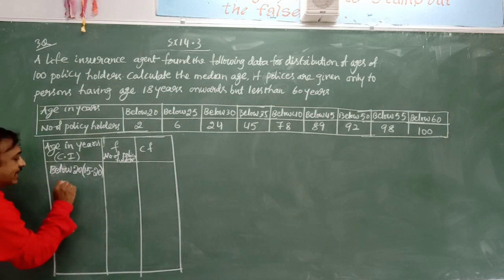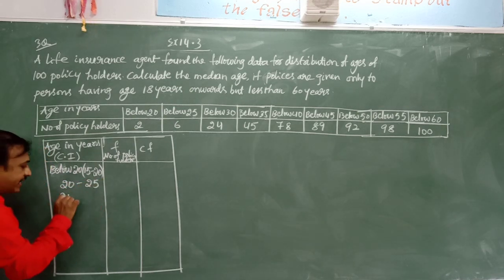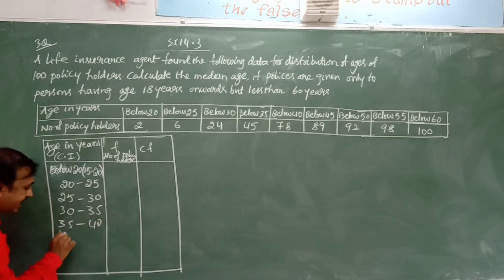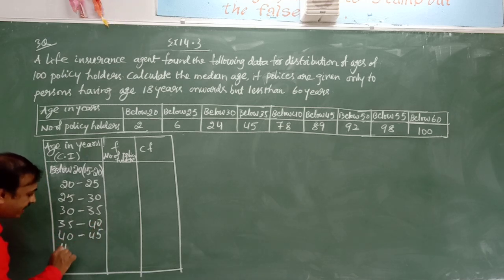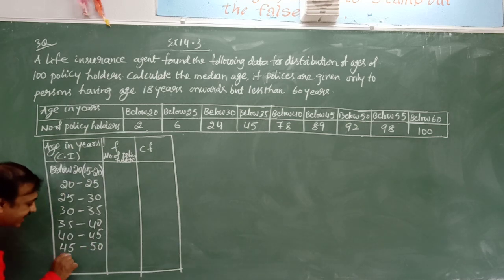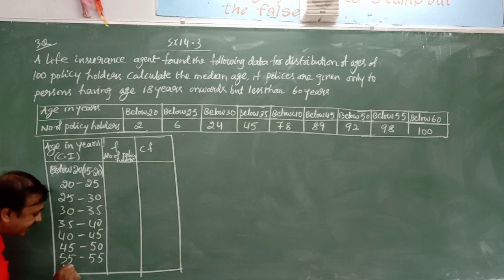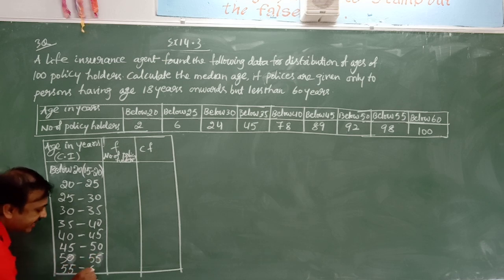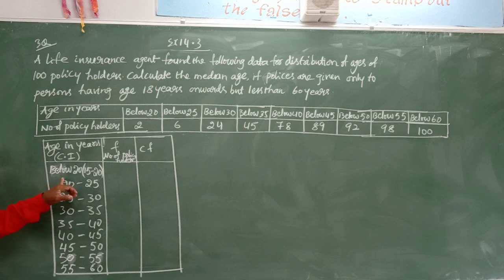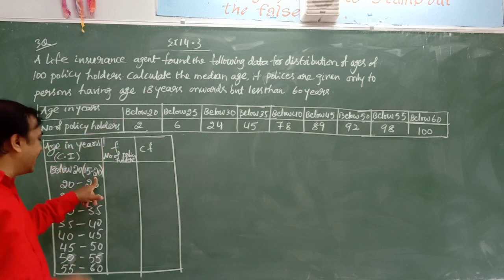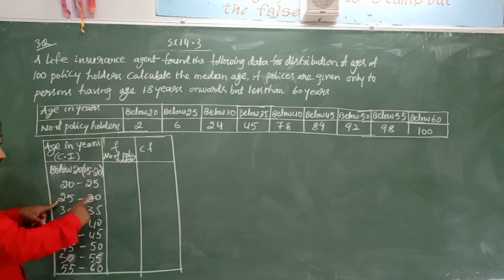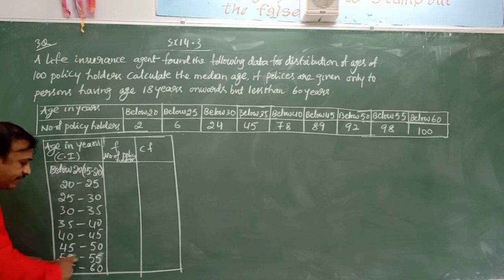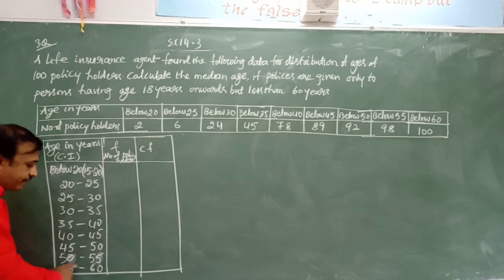Next will be 20 to 25, 25 to 30, 30 to 35, 35 to 40, 40 to 45, 45 to 50, 50 to 55, 55 to 60. So the class intervals are 15 to 20, 20 to 25, 25 to 30, 30 to 35, 35 to 40, 40 to 45, 45 to 50, 50 to 55, 55 to 60.